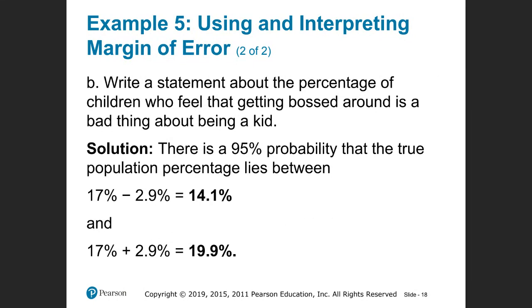Next, we want to write a statement about the percentage of children who feel that getting bossed around is a bad thing about being a kid. There's a 95% probability that the true population percentage lies between 17% minus 2.9%, which is 14.1%, and 17% plus 2.9%, which is 19.9%.